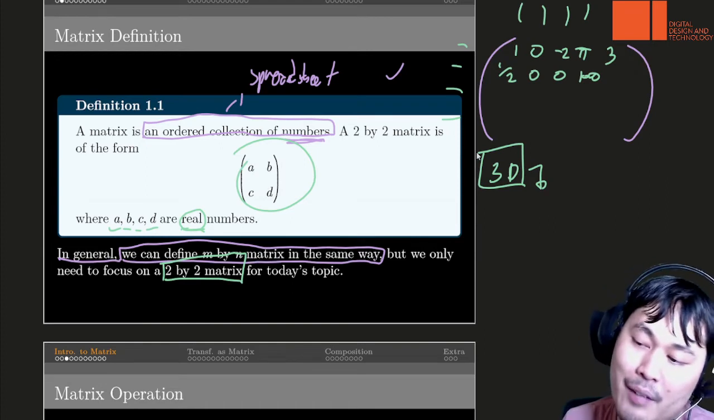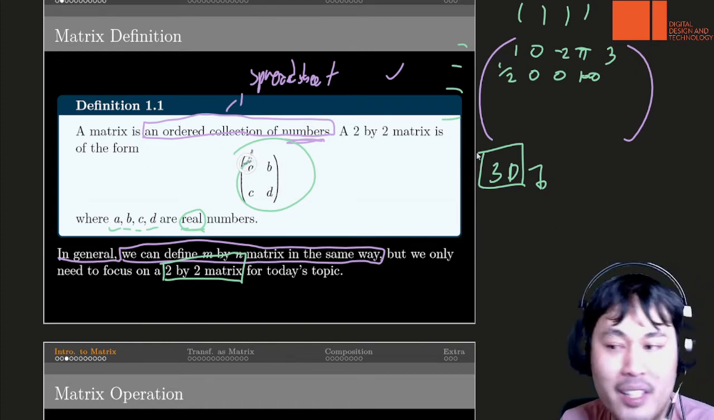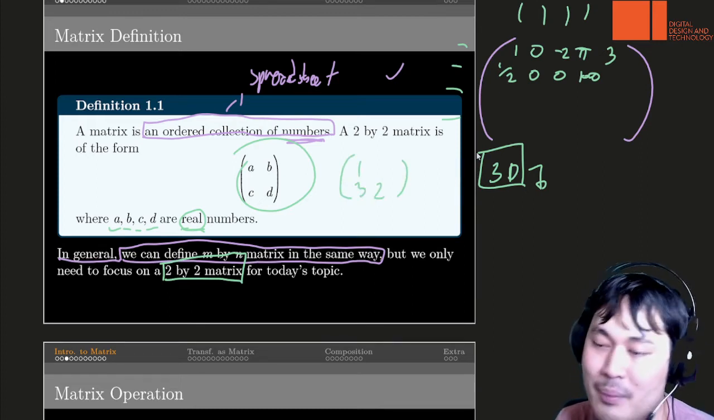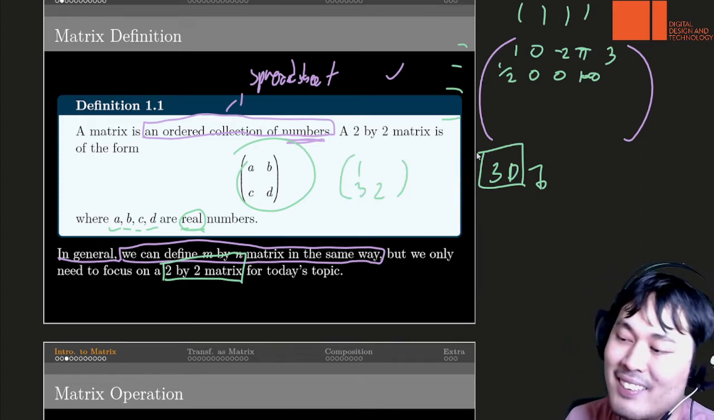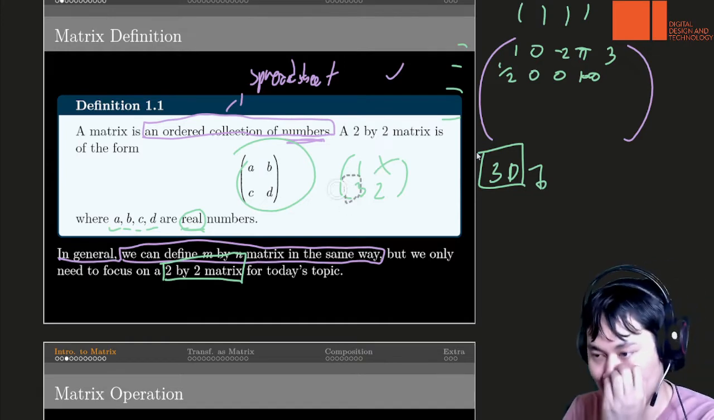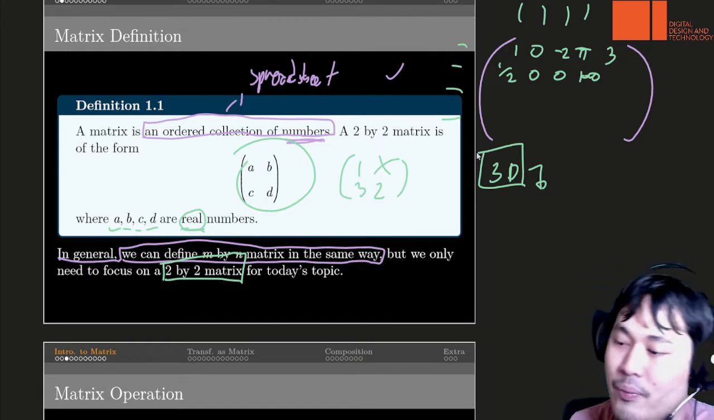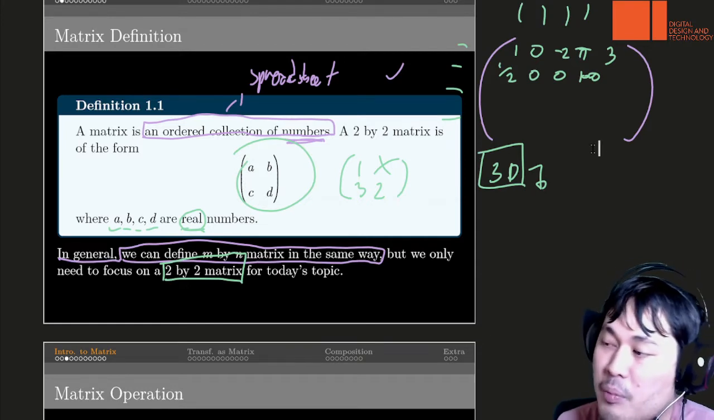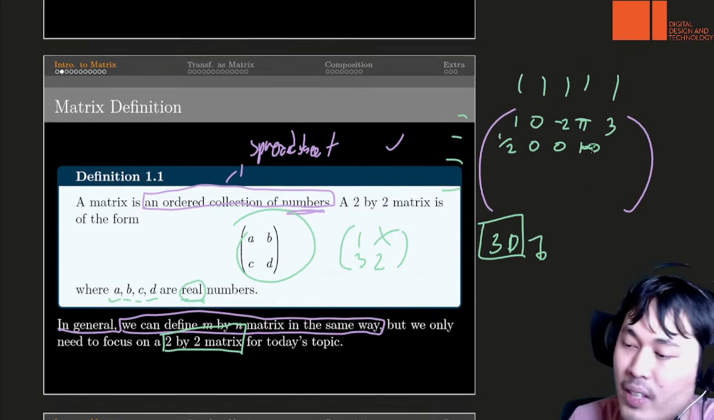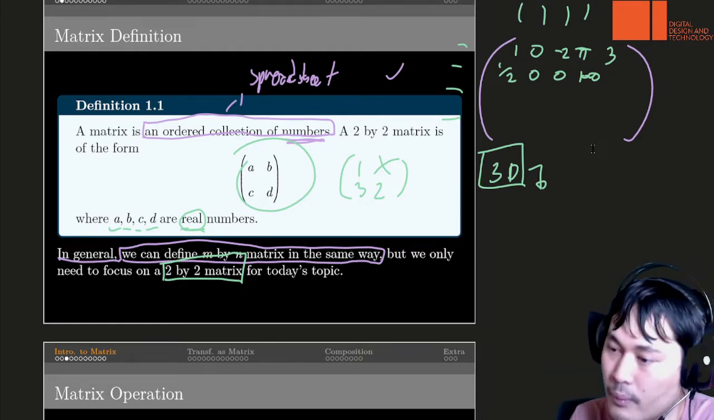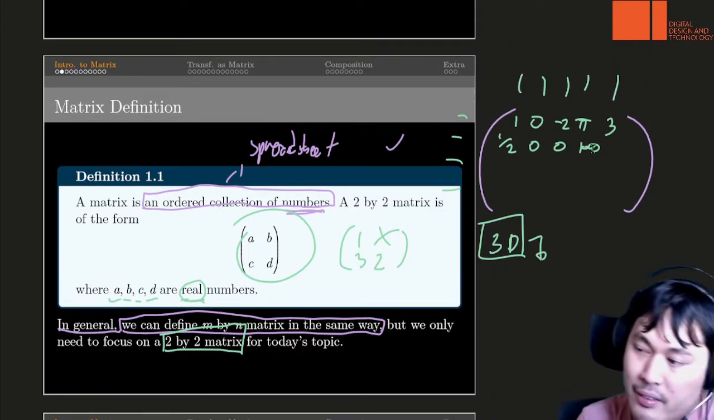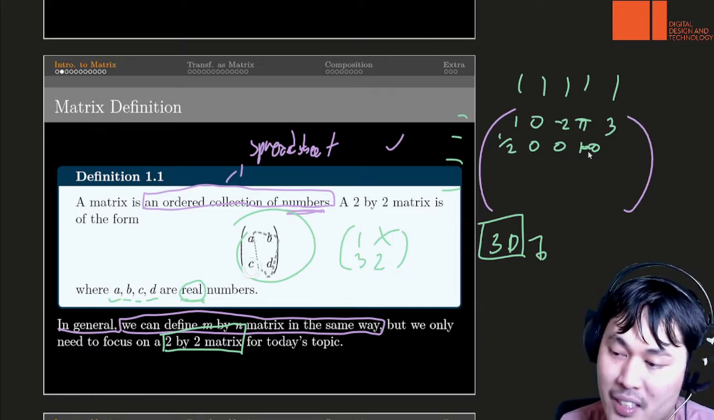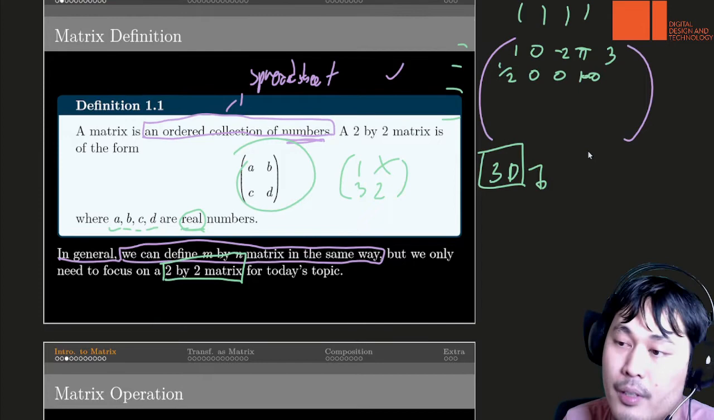You might ask, why do we have to put the numbers in this arrangement? Can we put just 3 numbers and leave one blank? No, you can't. For a 2x2 matrix, just put 4 numbers. They could be the same, they could be different, they could be positive, they could be negative, they could be any numbers you want. But soon enough we will see what each of these numbers actually means in terms of the transformation.